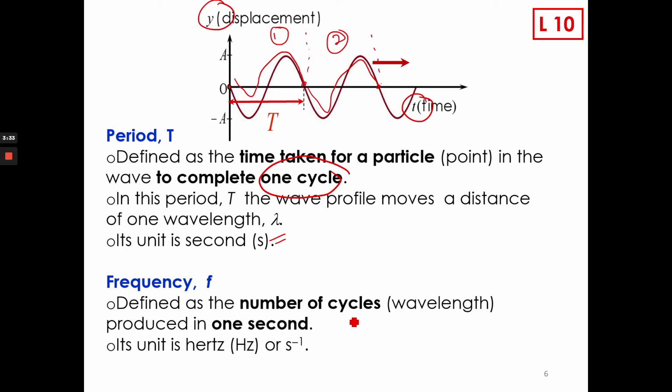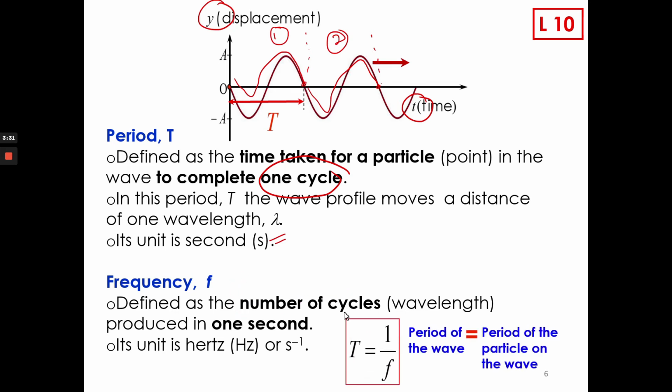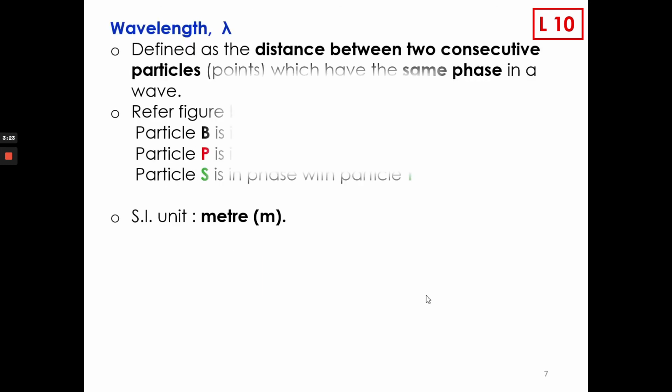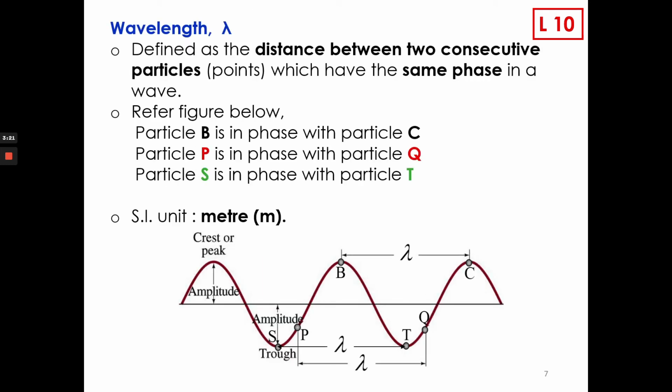Frequency is defined as the number of cycles produced in 1 second, where the unit is hertz, and the formula will be period is equal to 1 over f. Wavelength is defined as the distance between two consecutive particles which have the same phase. When you have a graph of y against x, the distance between two consecutive particles for one complete cycle, this is your wavelength.